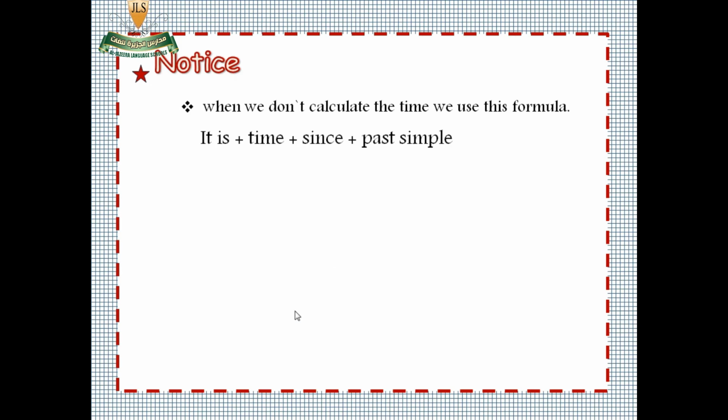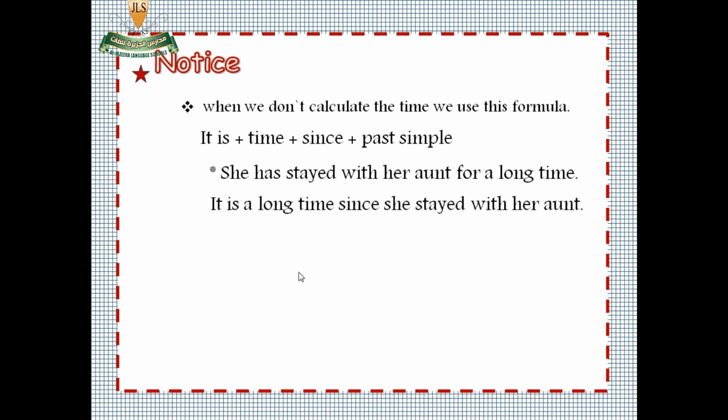Notice this also. When we don't calculate the time, we use this formula. If I don't know the time, how long I stayed there or how long it happened, I use this: it is plus a long time since, and the past simple tense. She has stayed with her aunt for a long time. So it is a long time since she stayed with her aunt.